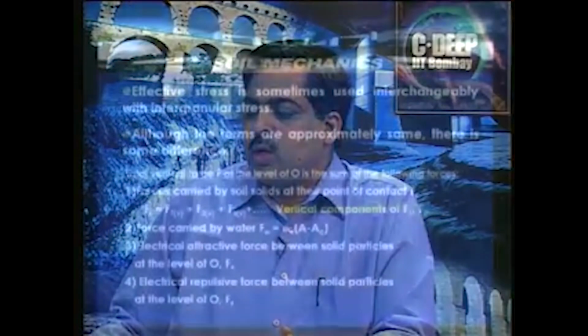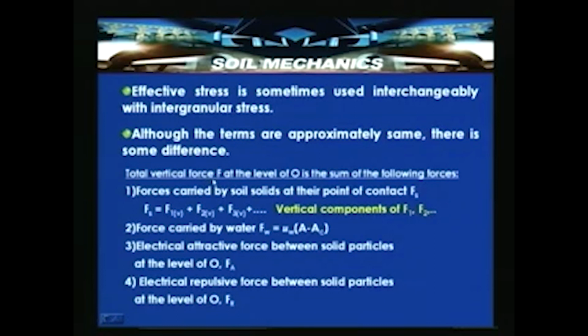Now, let us look: the total vertical force F at the level of O is the sum of the following forces. These can be forces acting at grain to grain contact points, and forces resulting due to water and air, which can be some attractive forces or some repulsive forces which can happen in soils, particularly in clayey soils.